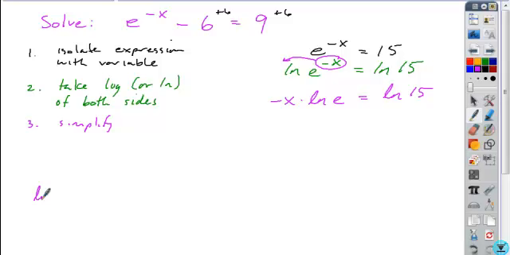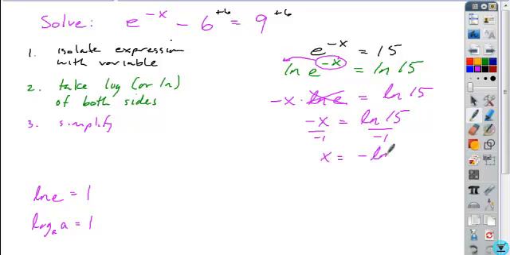1. So again, the ln of e is equal to 1, just like any log base a of a is equal to 1. Because again, the unwritten base is e. So this has a value of 1, which means negative x is equal to ln of 15, or if you divide by negative 1, you get x is equal to negative ln of 15.